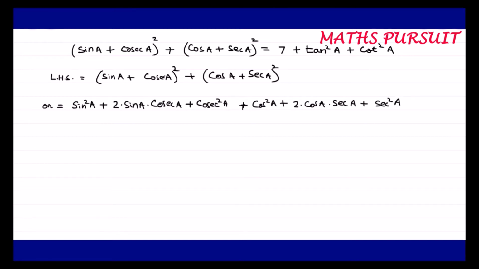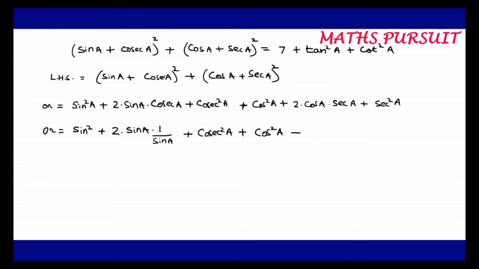This is what I did. This step is really very simple. I just took the help of the identity (A plus B) whole square. Now I can write sin square A plus 2 into sin A into, instead of cosec A, we know that cosec A is equal to 1 upon sin A. So instead of cosec A, I am going to write 1 upon sin A, plus cosec square A. I will keep cosec square A as it is at this point of time.